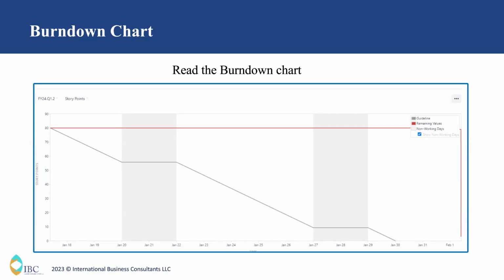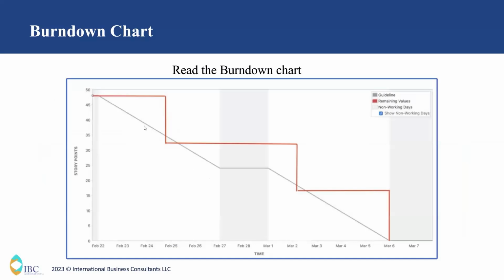Let me give another example. In this burn down chart, on Feb 22, the team planned to complete 47 story points by March 6th. This is the actual estimate. Looking at the remaining estimate, the team started to work on Feb 22, and by Feb 24 the team completed some 15 story points. Then again the team worked on some items, and on March 2nd completed some more story points. Again the team progressed and completed the remaining 15 story points by March 6, which is the estimated time.